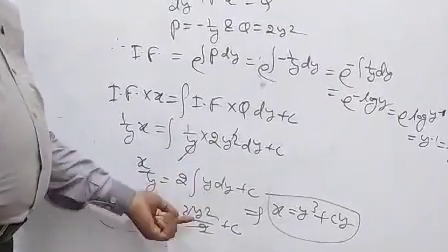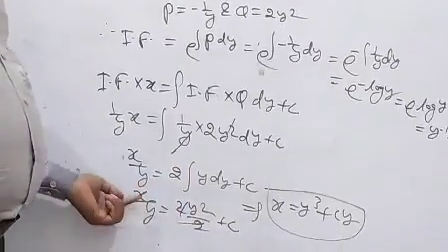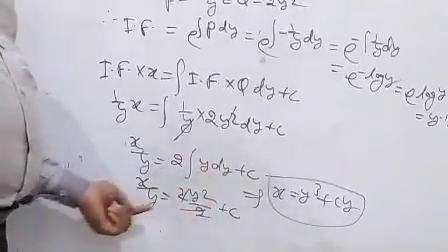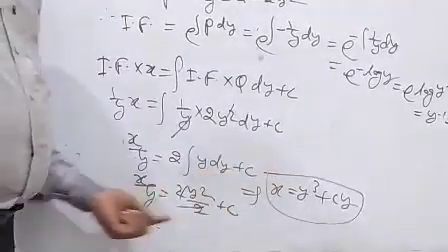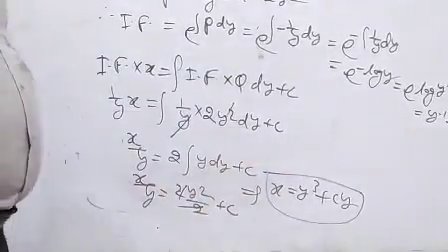Integration of y means y square by 2, the 2 cancels. Then this y multiplied by this side is y into y square, y cube, y into c, cy. Now this is the answer.